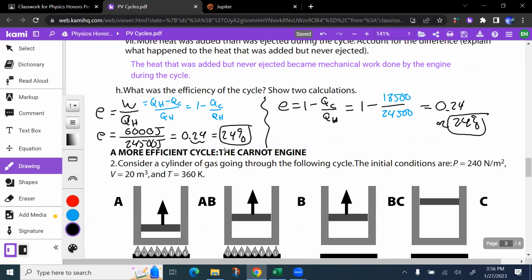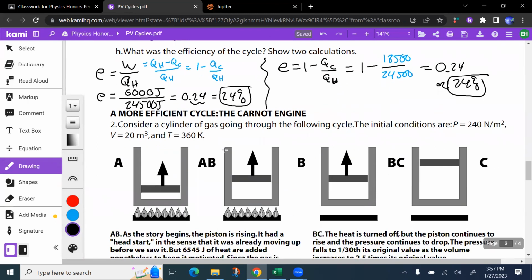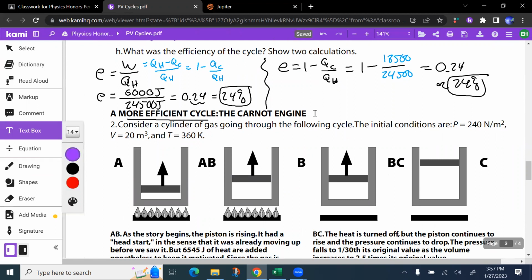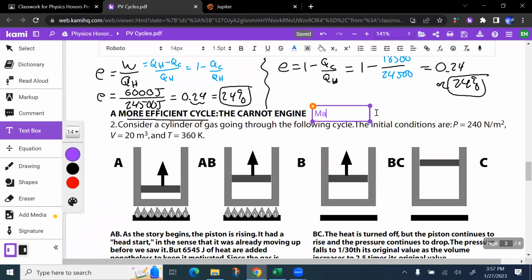In the next part, we're going to take a look at maximum theoretical efficiency. So a more efficient cycle, the Carnot engine. Next to that, I'm going to label this Carnot engine. The Carnot cycle represents maximum theoretical efficiency, not necessarily actual efficiency. And you're going to see why.